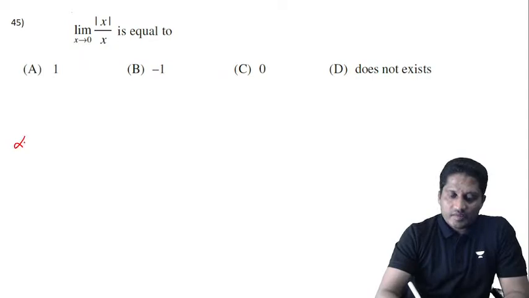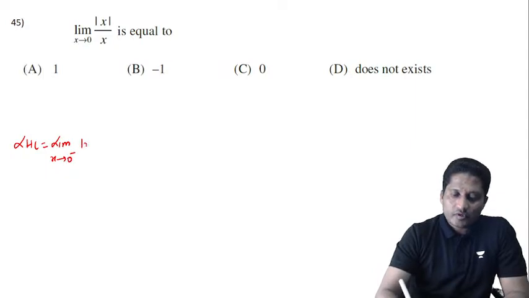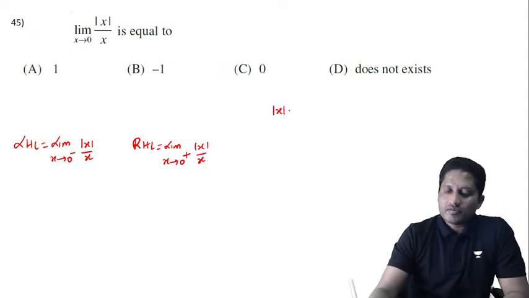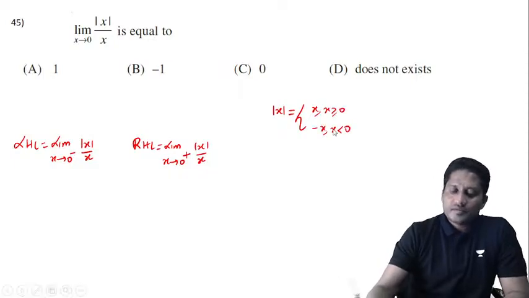See, if I write left hand limit is equal to limit x tending to 0 minus of mod x by x, and right hand limit is equal to limit x tending to 0 plus of f(x), that is mod x by x. Now this mod x is equal to x when x is positive, minus x when x is negative.